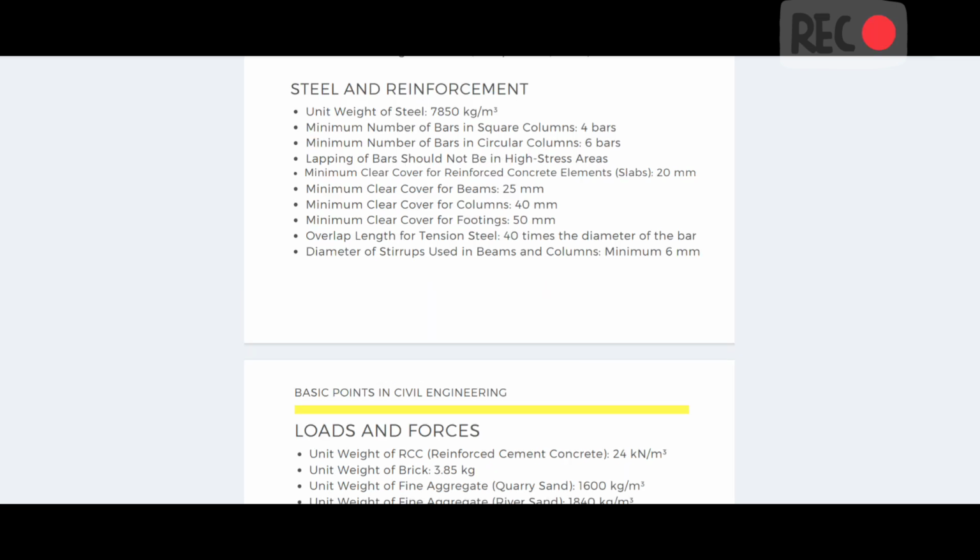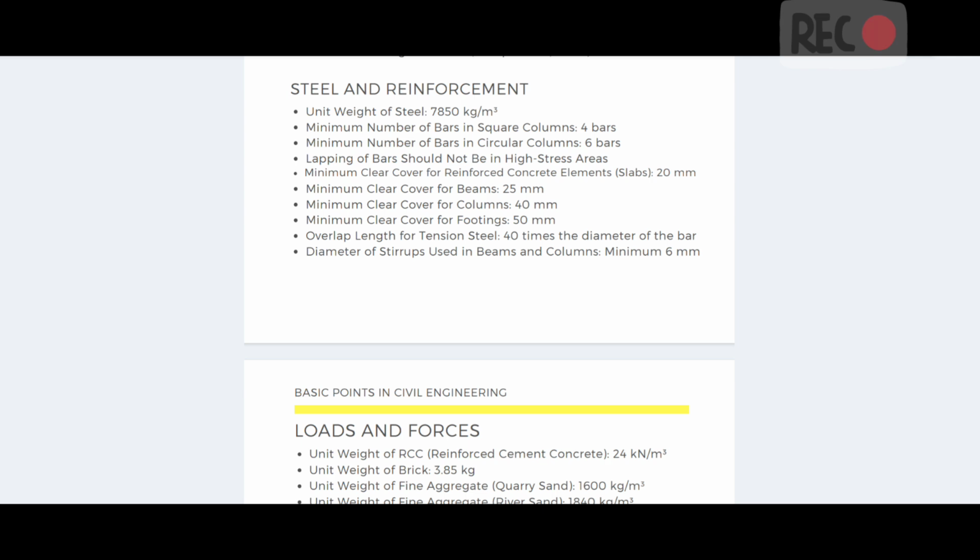Steel and reinforcement. Unit weight of steel is 7850 kg per meter cube. Minimum number of bars in square columns, that is 4. In circular 6 bars. Lapping of bars should not be in high stress areas. Minimum clear cover of the beams should be 25. Minimum clear cover of the RCC slabs, that is 20 mm.